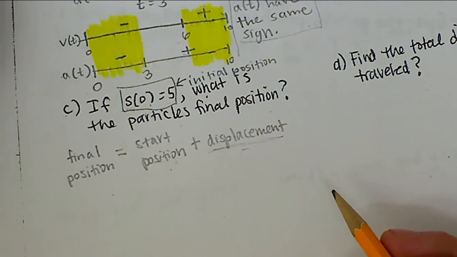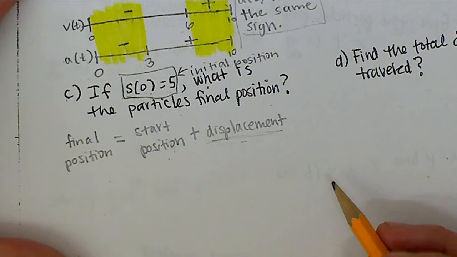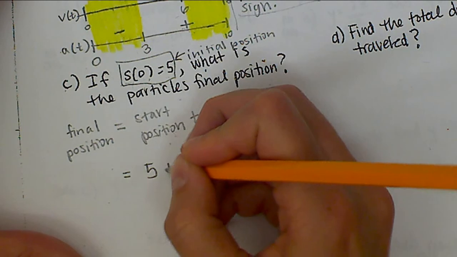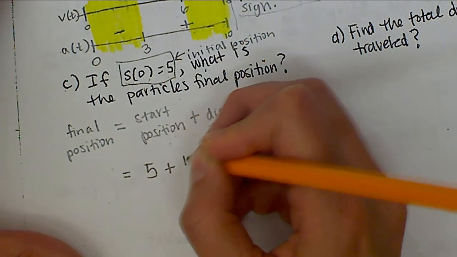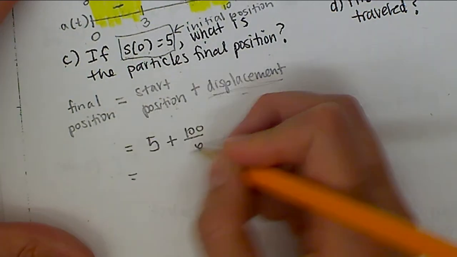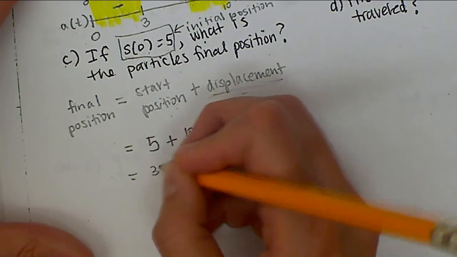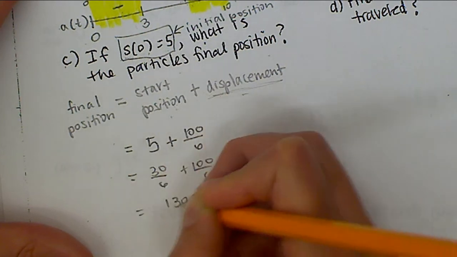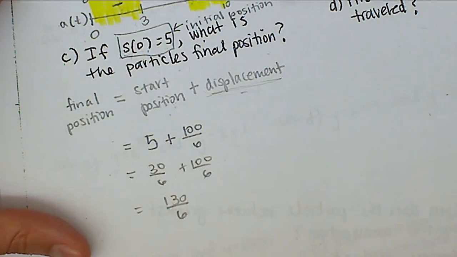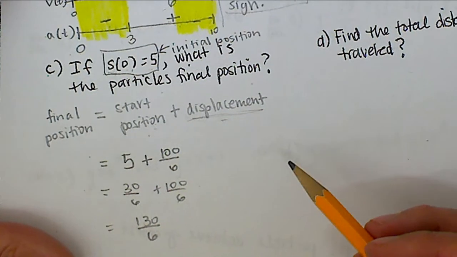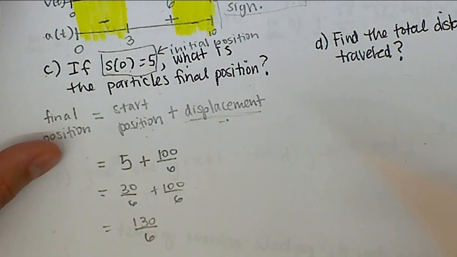So here, my starting position, we were told, was 5, and then in the previous problem, we found the displacement was 100 over 6. If I didn't have a calculator, I would get a common denominator of 6 by saying this is 30 over 6 plus 100 over 6 is 130 over 6. This is a very important concept. Your final position is wherever you start plus your displacement. Okay.